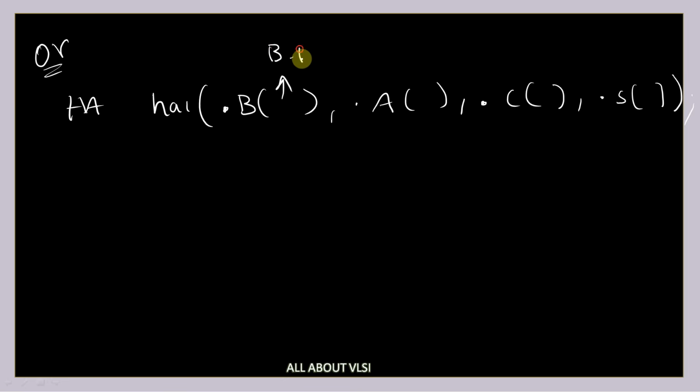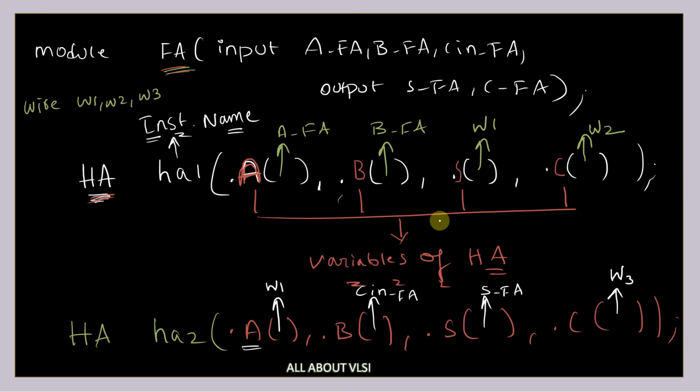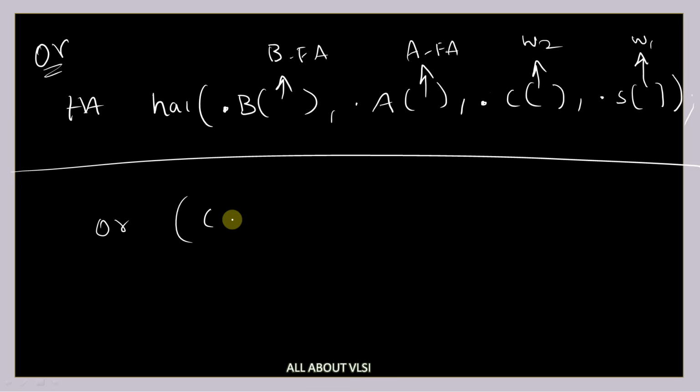Here you can write B_FA, A_FA, and where it is connected to wire W2 and wire W1. There is no restriction to follow a specific order in connection by name. Followed by this, we have one more OR gate, for which we have a gate primitive we can use: OR, followed by C_FA, comma, W2, comma, W3.